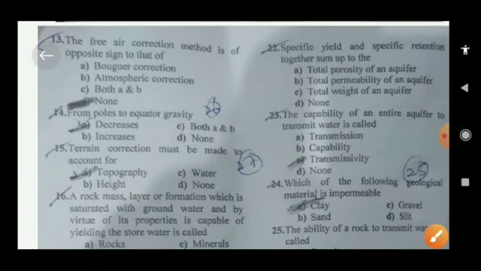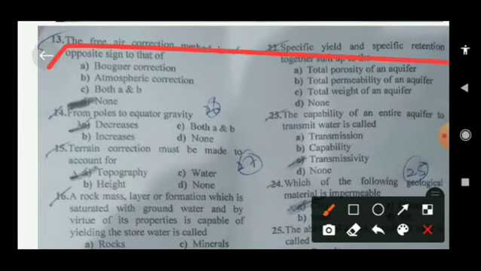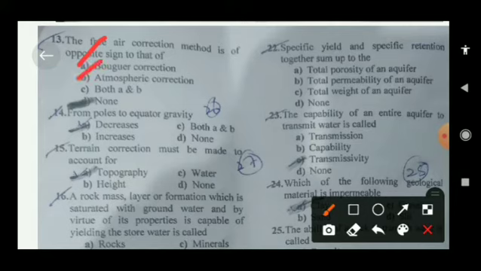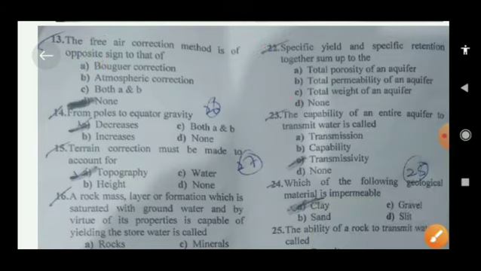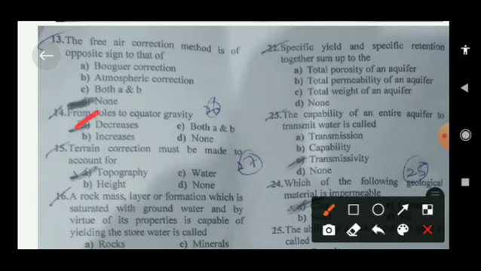Next question: The free air correction is of opposite sign to that of... The right option is Bouguer correction. Next question: Specific yield and specific retention together sum up to... The right option is option C, total water of an aquifer. Next question: From poles to equator, gravity... The right option is decreases.